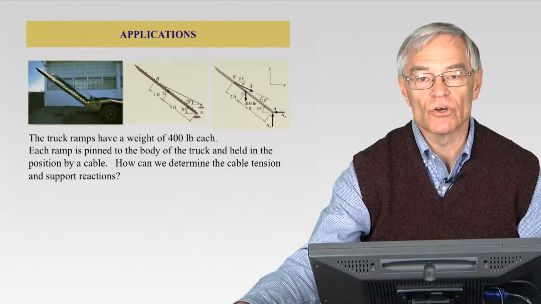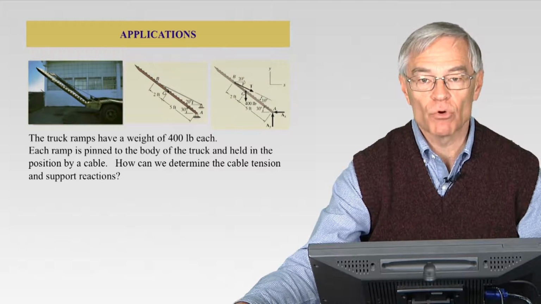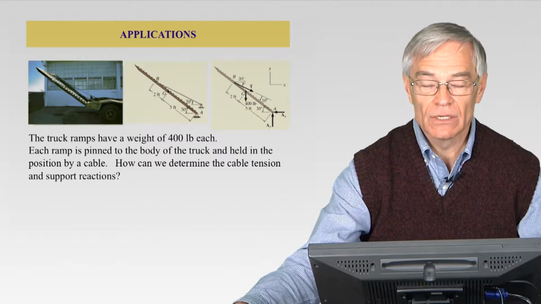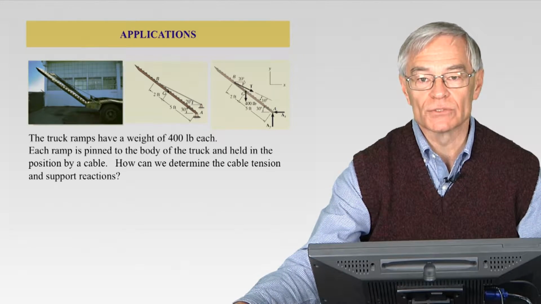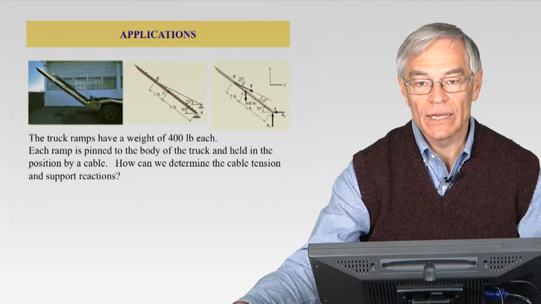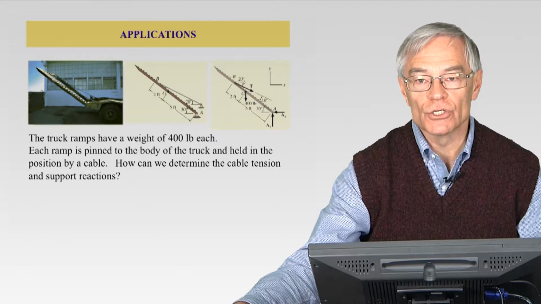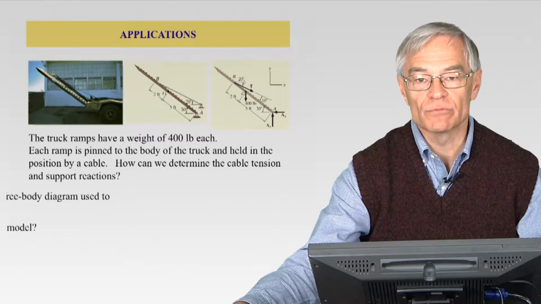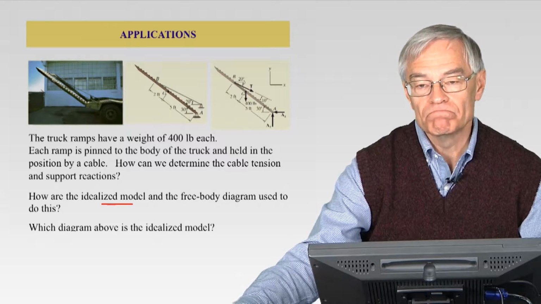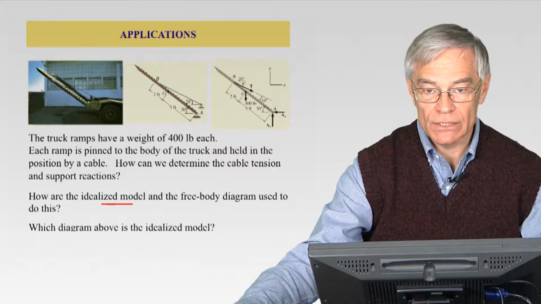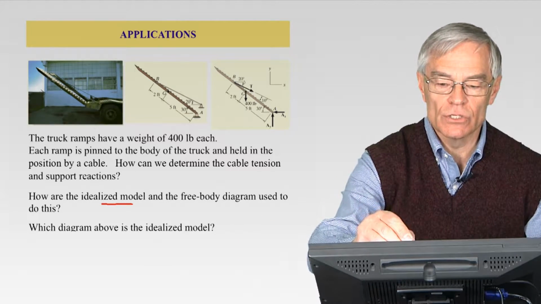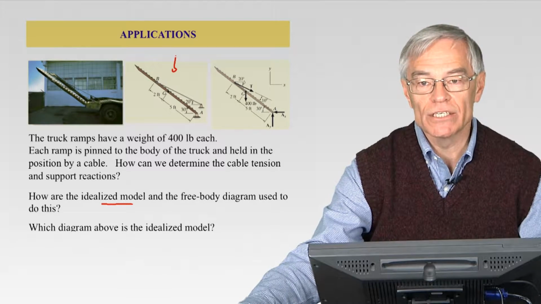So the question is, we want to know what the cable tension is and the support reactions to be able to analyze or design or perhaps analyze a failure of what's going on with this ramp and its supports. So how can we determine that? Now you'll see two pictures to the right, and keep in mind that those pictures are used for different things. These are actually two different kinds of pictures. So one is an idealized model. Now, perhaps you remember what the idealized model is, but think about it here. We have the picture, and then that next drawing is essentially our idealized model.